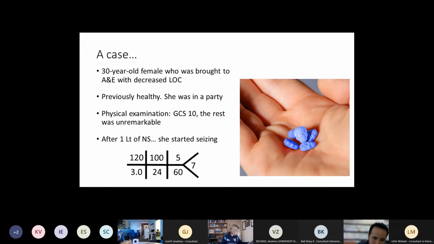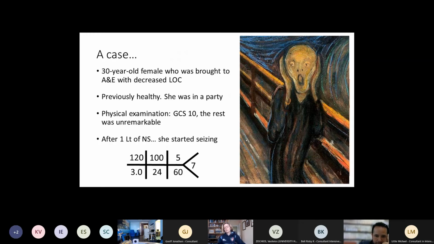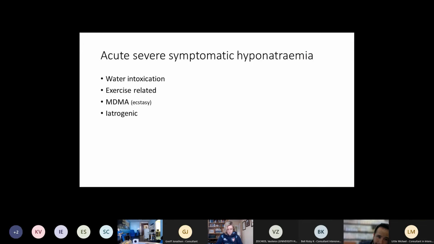When the blood tests come back, we see that she has a sodium of 120. Her creatinine is 60. Her bicarbonate is 24. So obviously we panic, because the seizure is a manifestation of severe hyponatremia and is one of the dangerous ones. So if this patient presents acute severe symptomatic hyponatremia, we have to consider these possibilities: water intoxication, patients who, for example, go to a drinking contest, exercise related, people who have recently run a marathon with excess of fluid, patients who have taken ecstasy, iatrogenic.